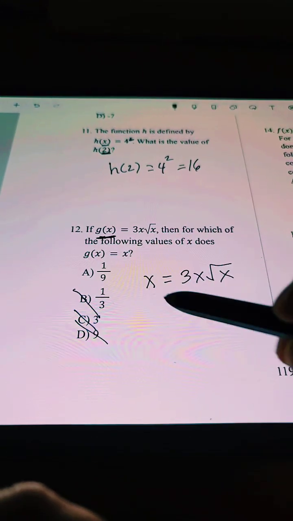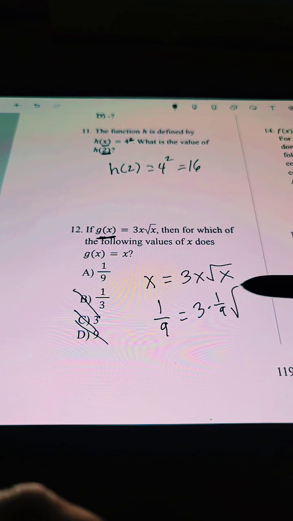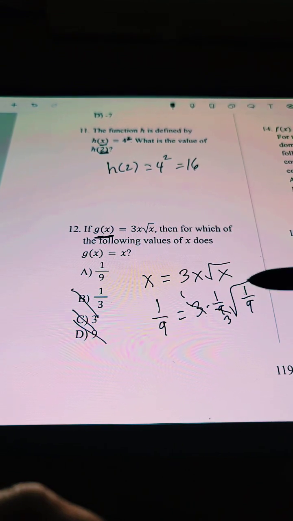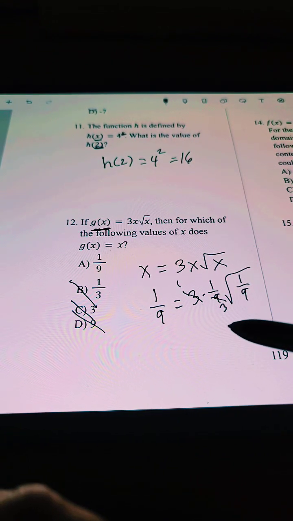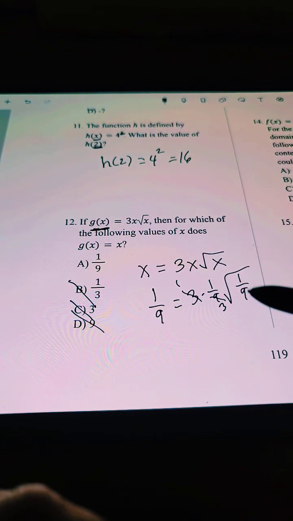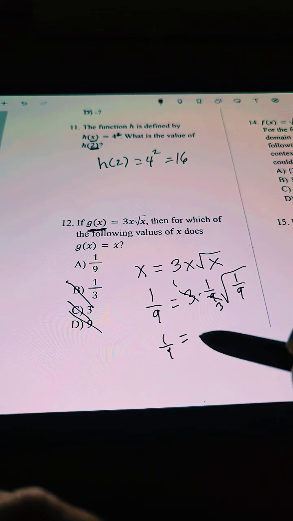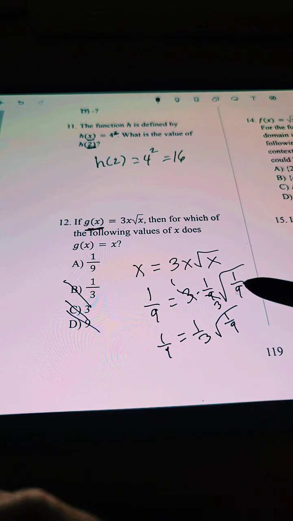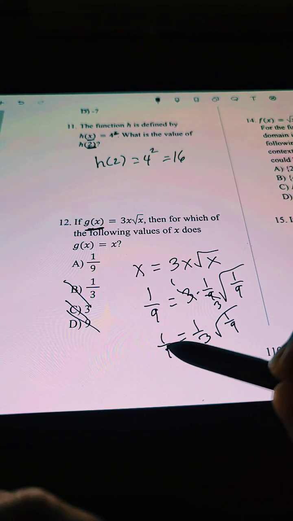Okay, and then we're going to have 1/9. 1/9 is equal to 3 times 1/9, root 1/9. So then 3 goes into 9 3 times. It goes into 3 once. So 1/3 times the square root of, wait, did I do that right? 1/3 times the square root of 1/9. I was thinking, my brain like flips numbers all the time. I was seeing it as like 1/9 on the outside and 1/3 on the inside. I was like, wait a second.